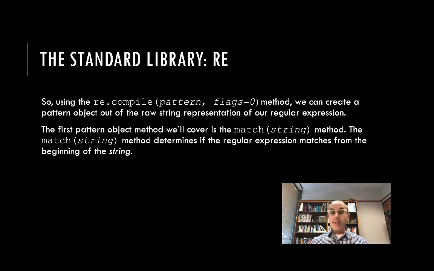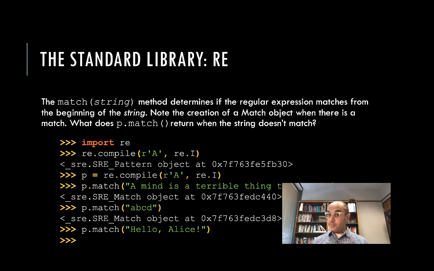The first object method we will cover is match. Basically it is a string method, and match determines if the regular expression matches the beginning of the string. So let's see a real example with code. I colored it just to show you the idea behind it. We are using the match method to determine if the regular expression matches the beginning of a string.